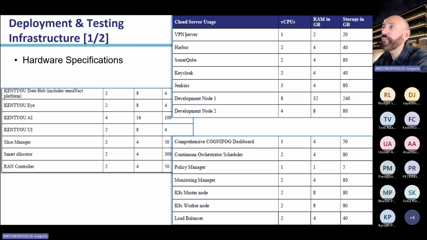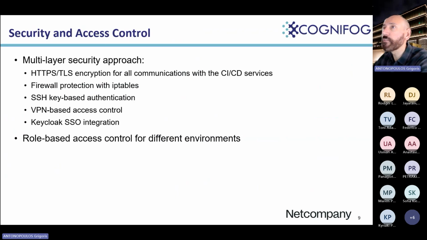For all these components I showed you before, of course, you can also find in deliverable D4.2 the hardware specifications that we have collected and have been deployed for all the components. There is also a security and access control process with a multi-layer security approach and role-based access control for different environments, of course, managed by Keycloak.